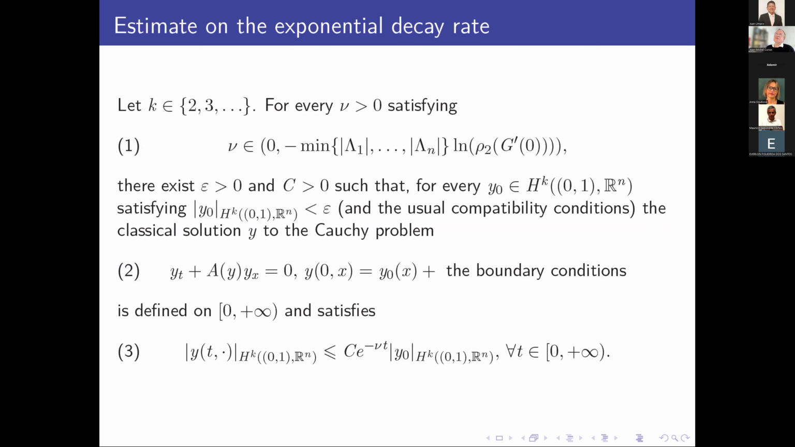You have to compare this condition, but let me before mention that you have also some estimate on the decay rate, which is optimal, in fact. You consider this nu, which is in this interval. You see the 0, and then the number which is given after is strictly positive because rho 2 of g prime of 0 is less than 1. Then you have the decay rate, which is given by 3.